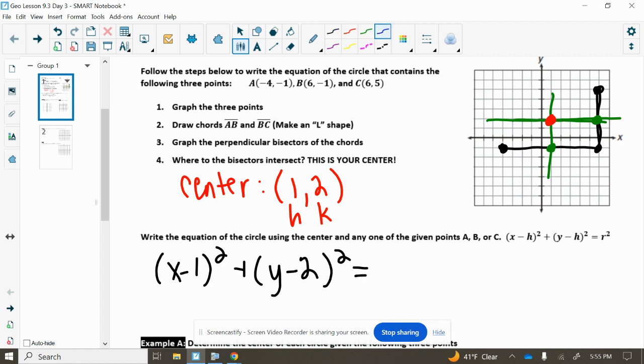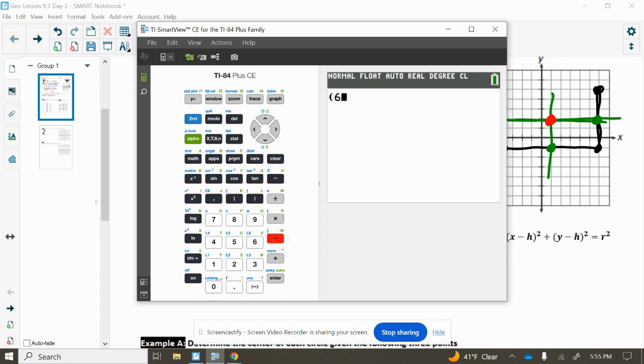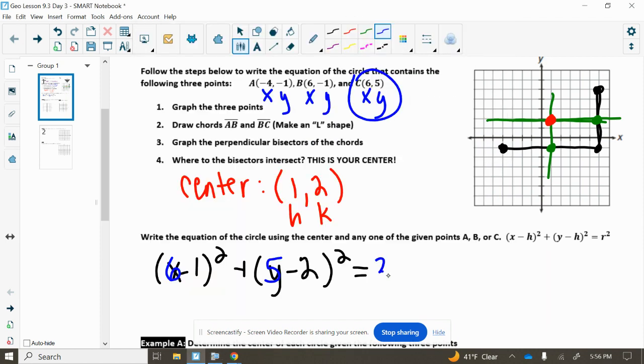Now, they gave us 3 points that are on the circle. So we officially have 3 different options of what we want to choose for x, y. So pick your favorite point. I'm going to choose point C. And I'm going to plug in 6 for x and 5 for y. And then type it in to find out what my r squared value is. So x minus h quantity squared plus y minus k quantity squared gives us that radius squared value of 34, right? This is our r squared value.